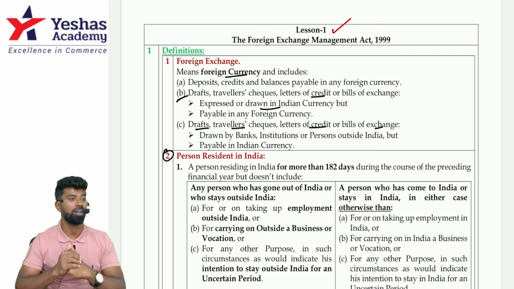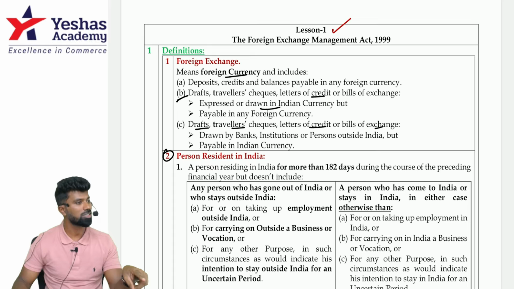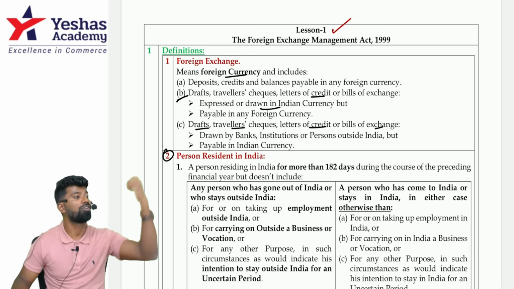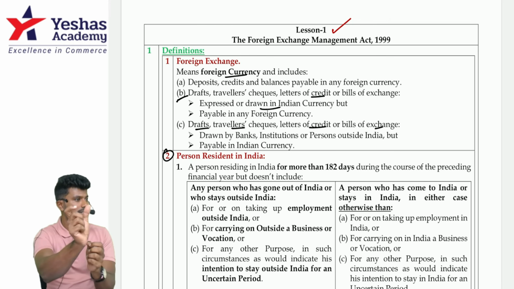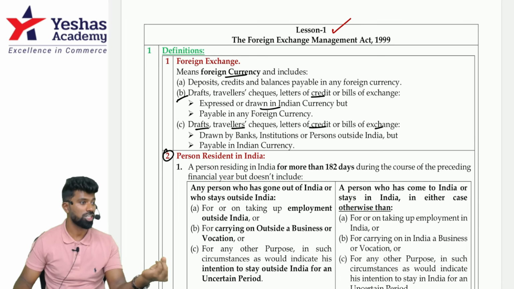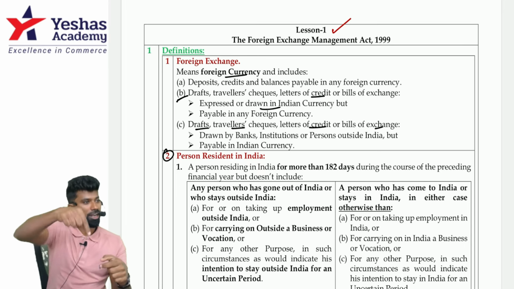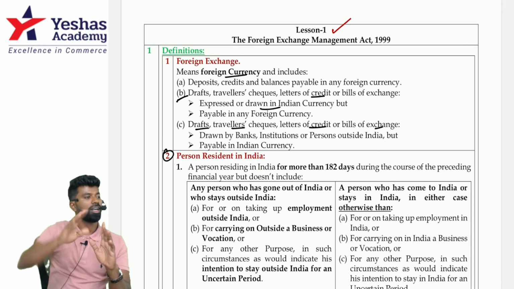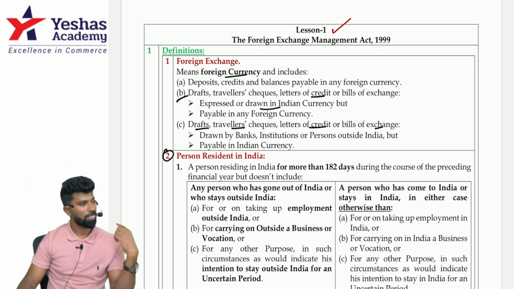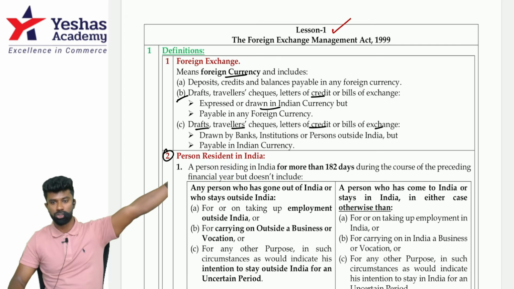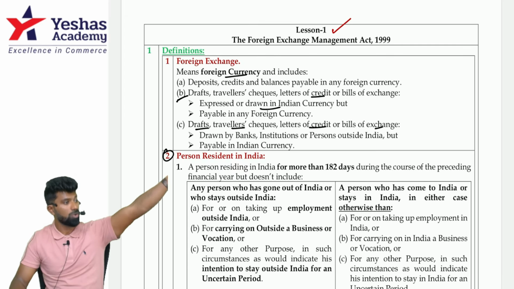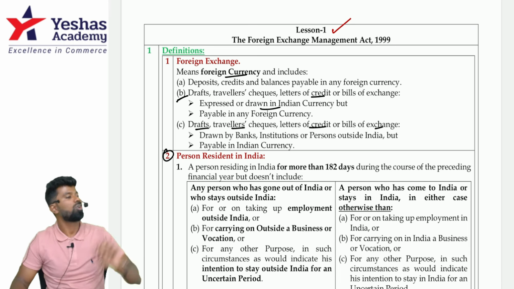So tell me, what is foreign exchange? Foreign currency, and it includes deposits, credits, and balances which are payable in foreign currency. The next one is about instruments: drafts, traveler checks, bills of exchange, letters of credit expressed in Indian currency and payable in foreign currency. The last one is drafts, traveler checks, bills of exchange, letters of credit drawn by institutions, banks, or a person outside India but payable in Indian currency. That is called foreign exchange.